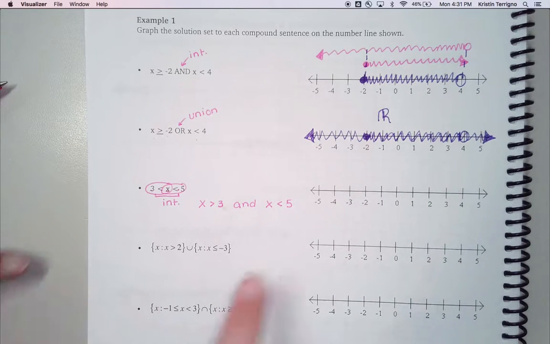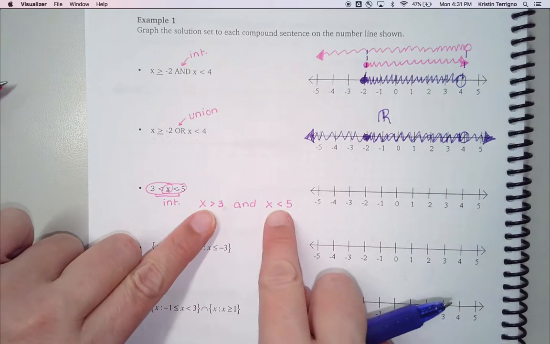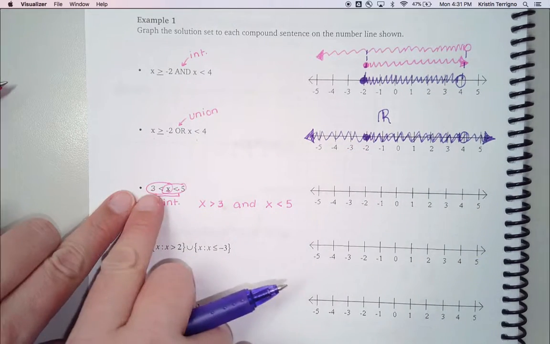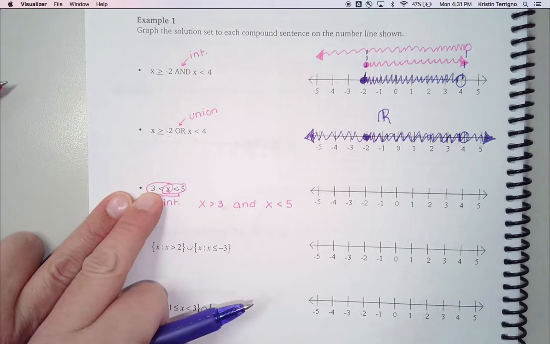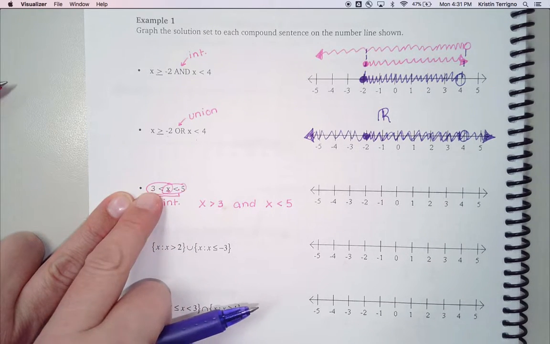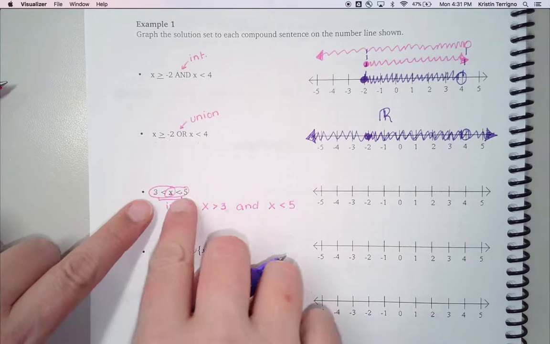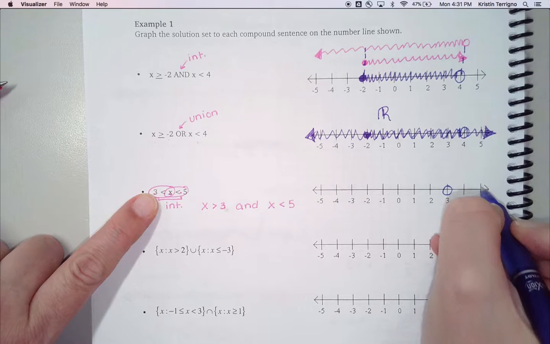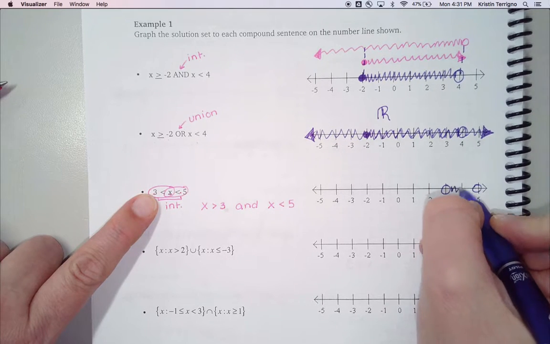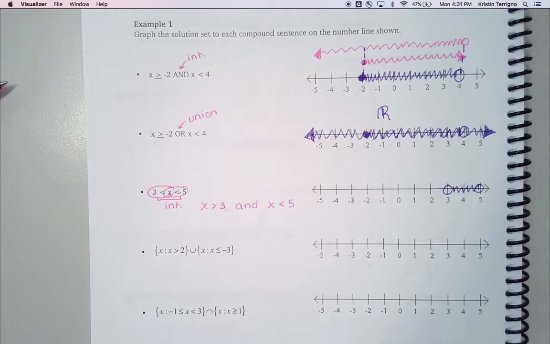So I could do it like I did up here, and I could take these two and graph them separately up above. But just from the way this is written, I know that my x is everything between 3 and 5. Everything bigger than 3 and less than 5. Neither one of those has equal bars. So I'm doing an open circle on 3, open circle on 5, shade in between. Okay?